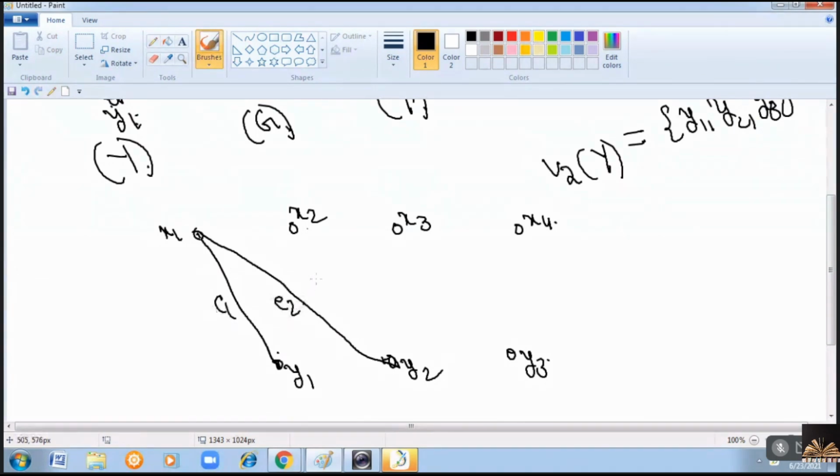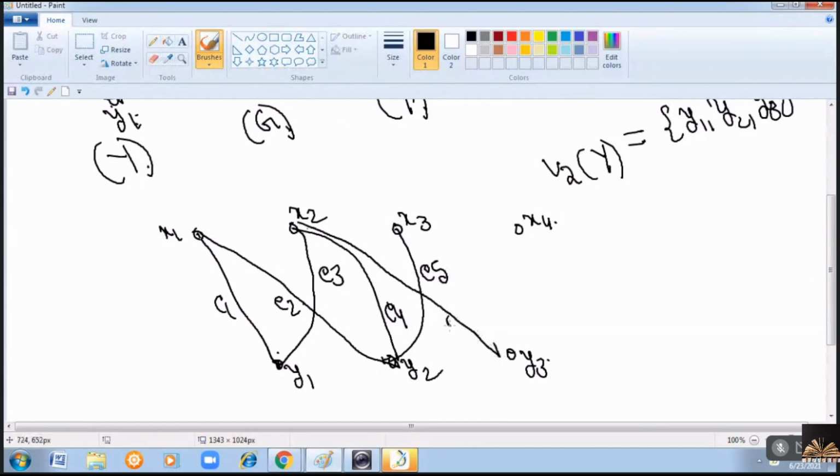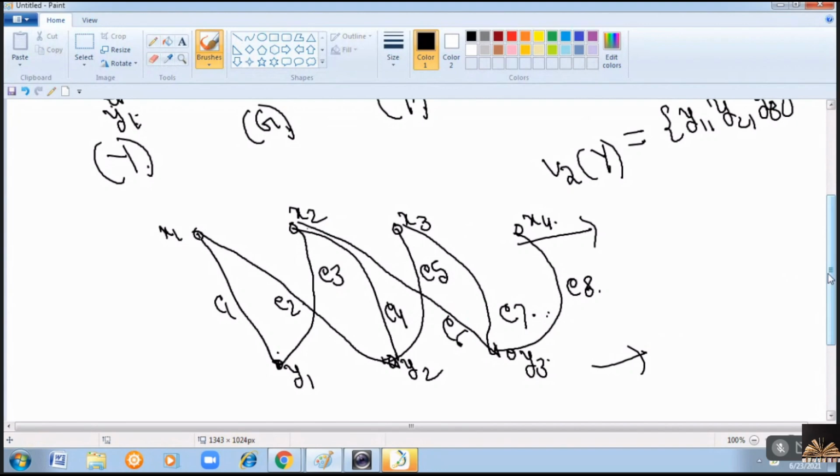Now E3 is between y1 and x2. E3. Now E4 is y2 and x2. E4. E5 is y2 and x3. E6 is x2 and y3. E6. E7 is x3 and y3. E8 is y3 and x4, right? So when you observe these edges, all these edges are formed such that one end point is in the first group, second end point of the edge is in the second group. Therefore, you can say that the given graph is a bipartite graph.